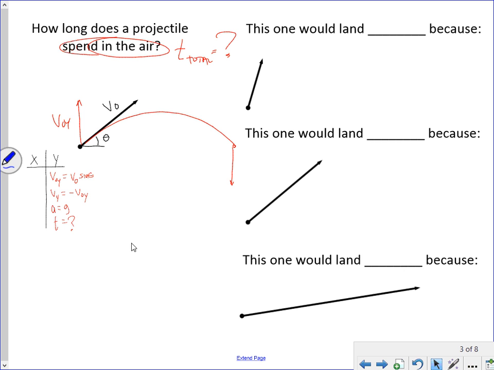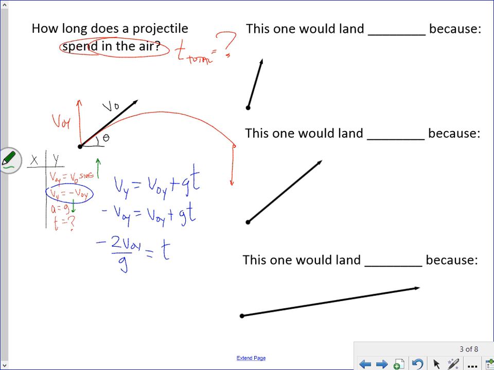Yep. So an equation that has those four things in it: Vy is V naught Y plus GT. And check this out. Instead of Vy, I'm going to write negative V naught Y is V naught Y plus GT. I'm trying to solve for T, so that's negative 2 V naught Y divided by G equals T. And remember, V naught Y is up, G is down. So V naught Y and G have opposite signs. That would make T negative, but this algebraic negative takes care of that, so T comes out positive. Of course it does, right?